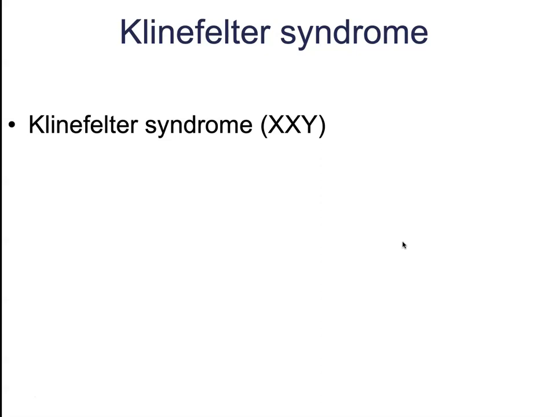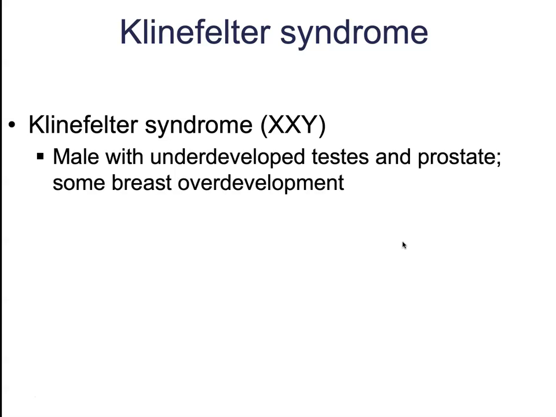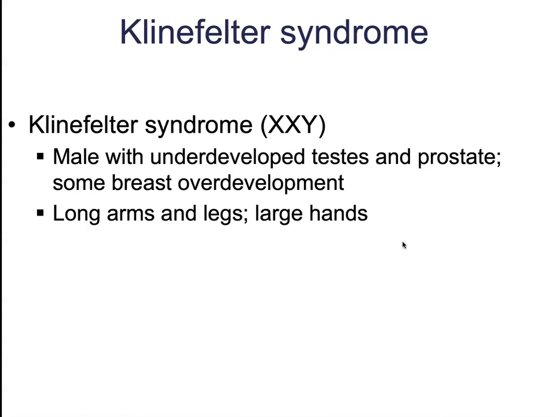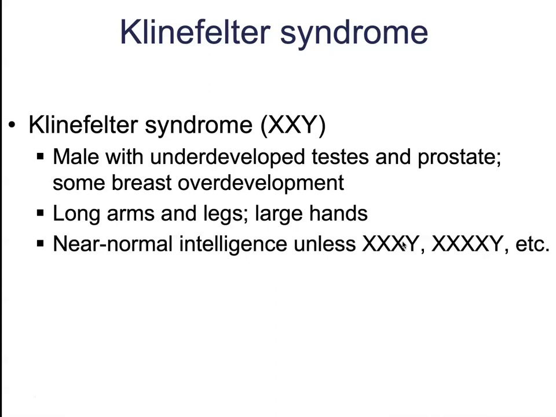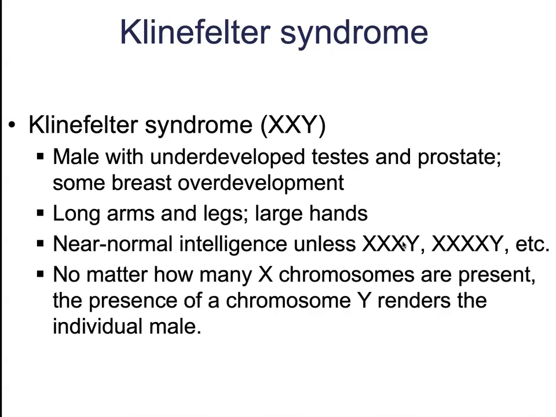Klinefelter syndrome is caused by having two X's and a Y. This is going to typically lead to a male. So Klinefelter syndrome is a double X, Y male. It's going to be a male with underdeveloped testes and prostate. There may also be some breast overdevelopment. Typically it also leads to having very large arms, legs, and large hands. They do tend to have near normal intelligence unless we see multiples of that X chromosome, so XXXY or XXXXY. No matter how many X chromosomes are present, the presence of the Y chromosome is going to render the individual male.